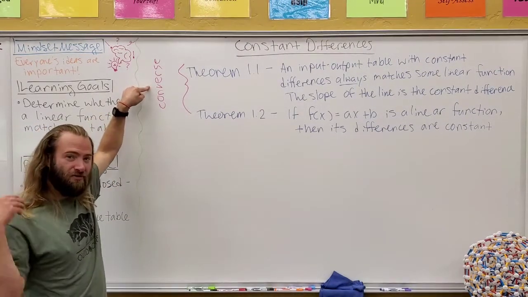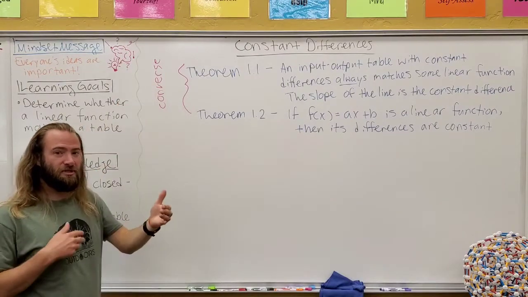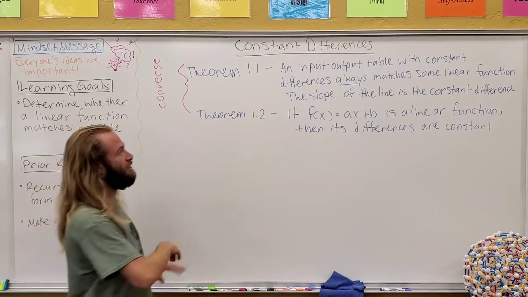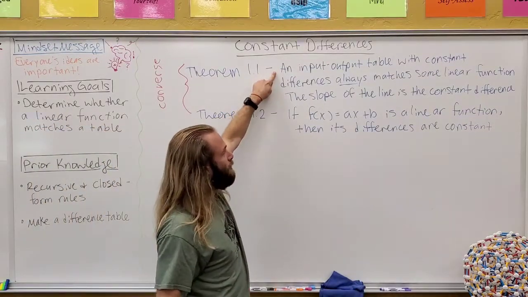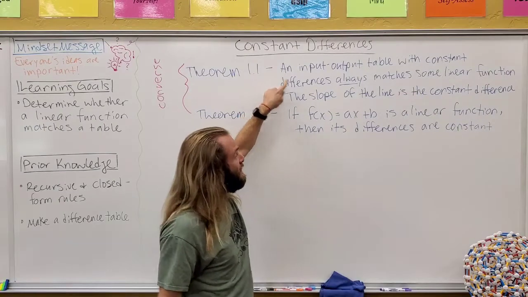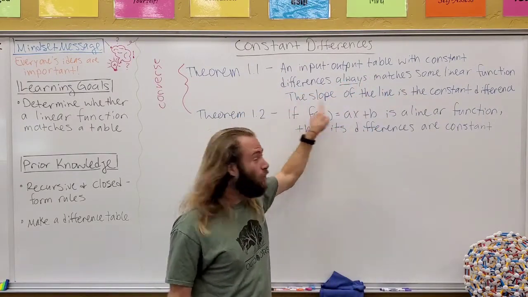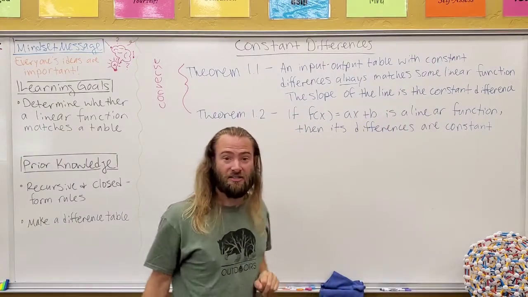If you recall from previous courses, the converse of a statement just means you're flipping the order of it. So let's look at this to get that example. Let's say we have an input-output table with constant differences. It will always match some linear function, and the slope of the line is whatever that constant difference is.